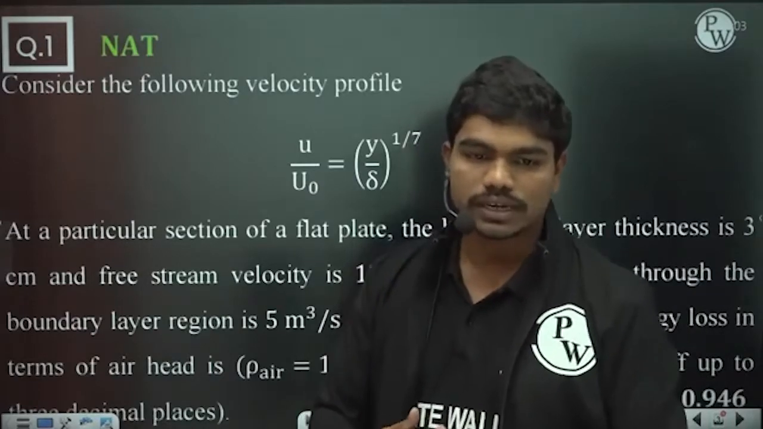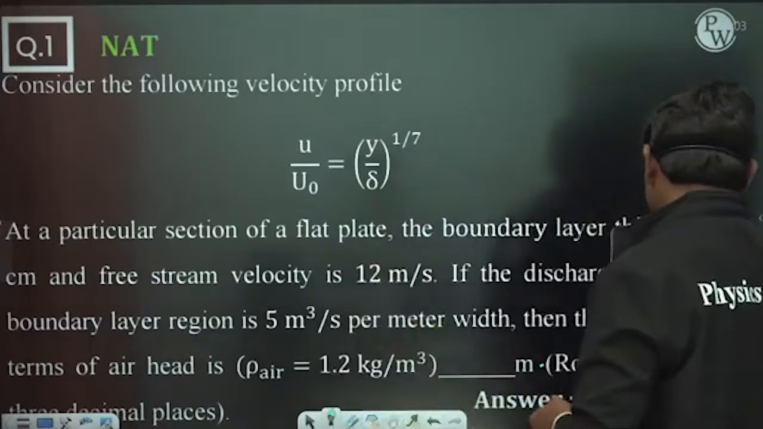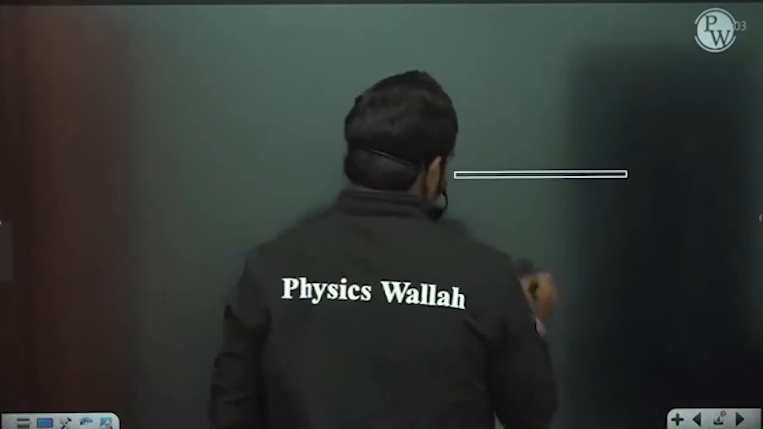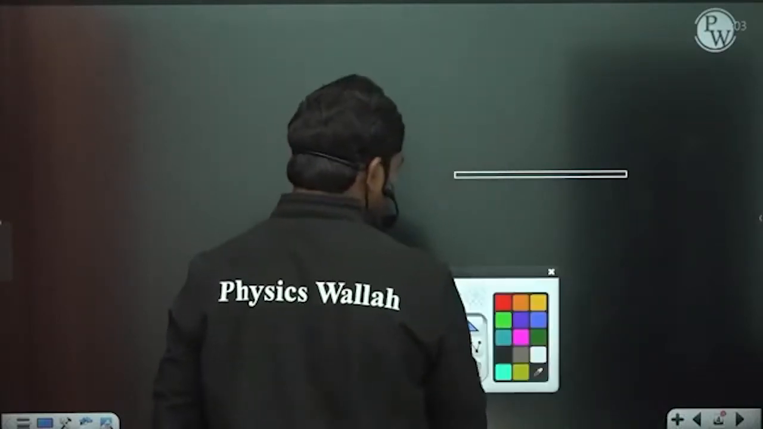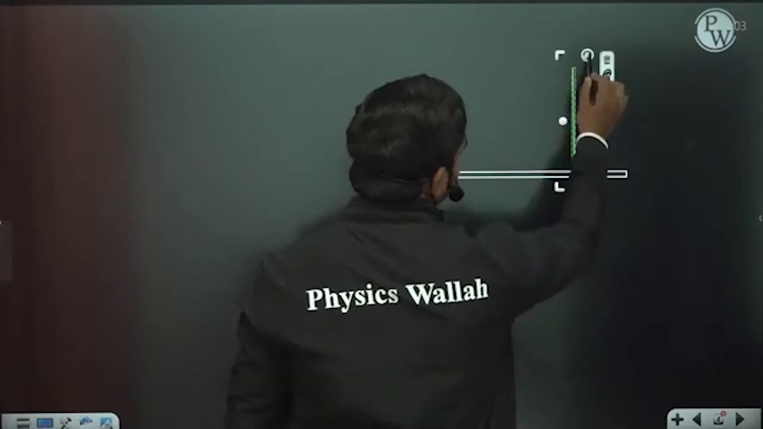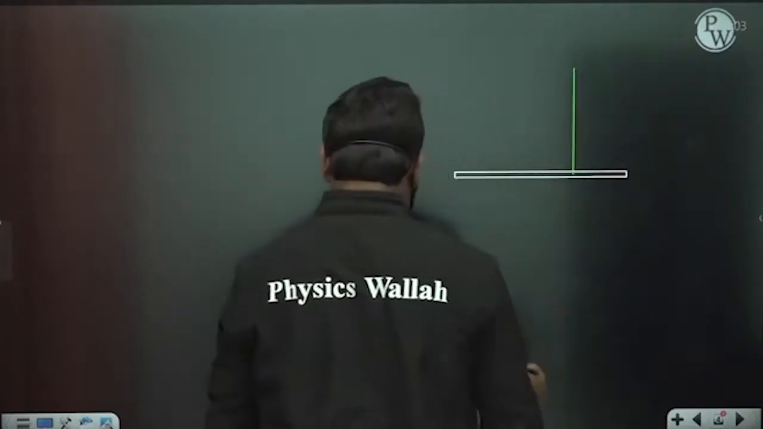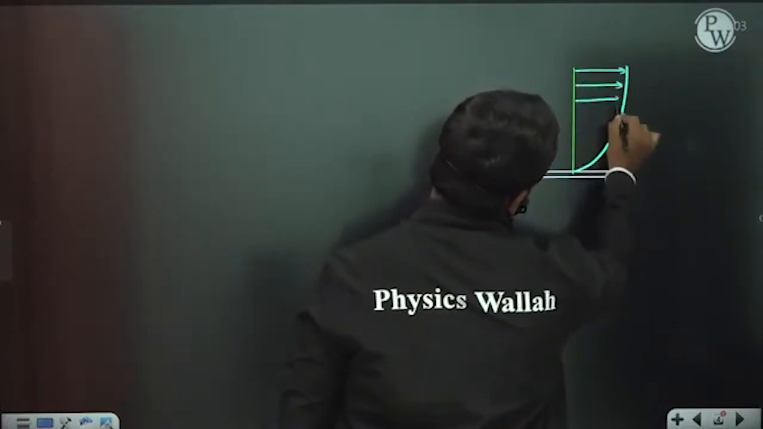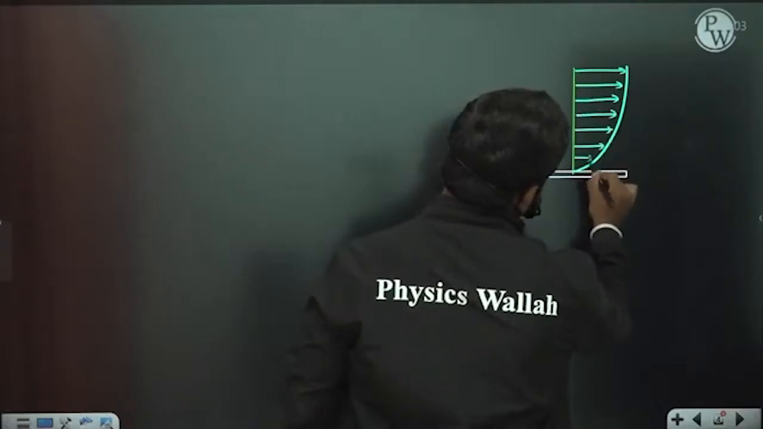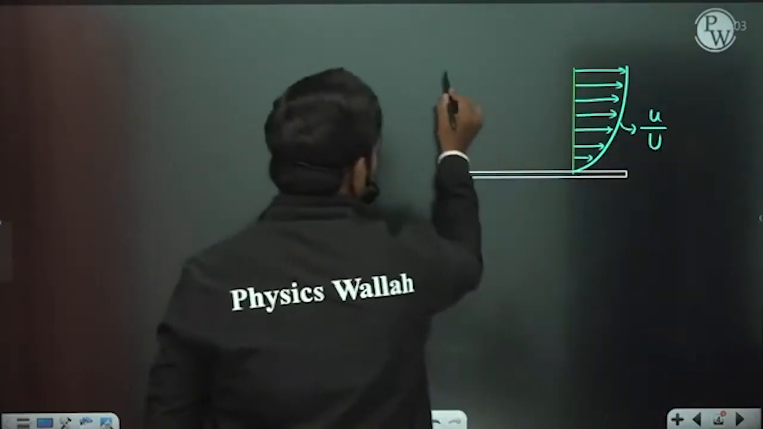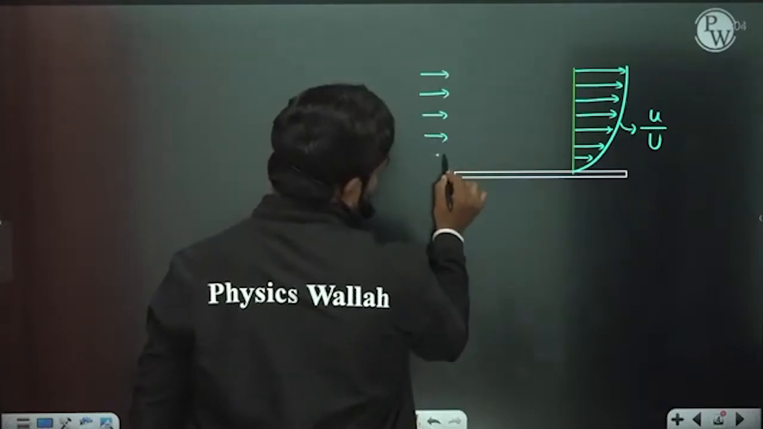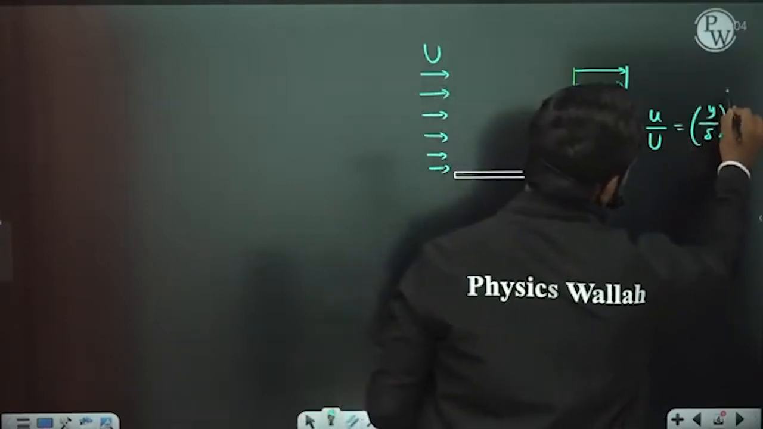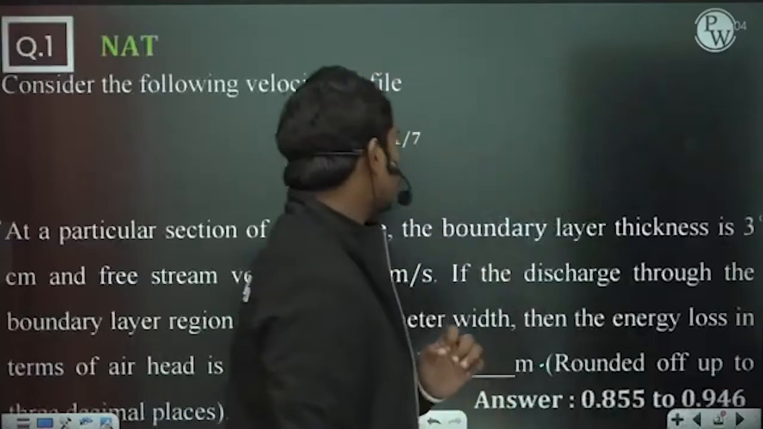So let us try to attempt this question quickly. There is a boundary layer profile. There is a plate, and on this plate there is some boundary layer which got developed at this section. Particularly at this section, we have some boundary layer thickness. Let us suppose there is some velocity profile that existed here, and this is given as u by the free stream velocity. At the inlet we have the free stream velocity capital U. These two are related by (y by delta) to the power 1 by 7.